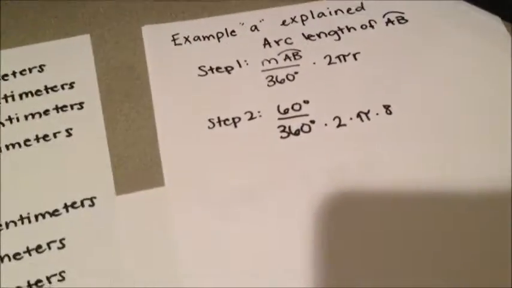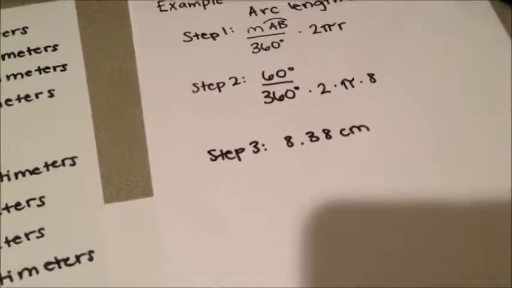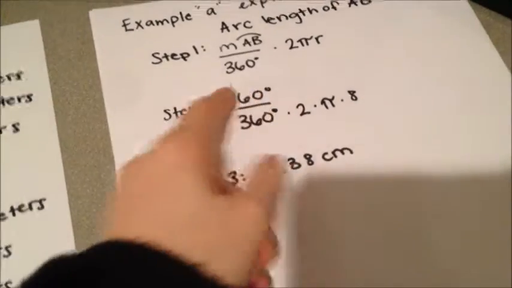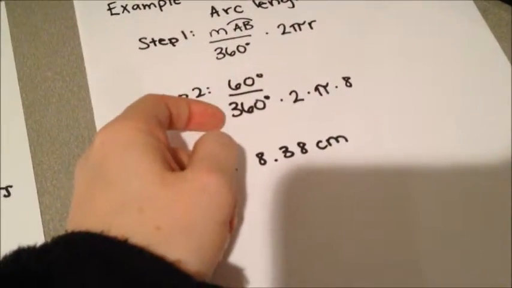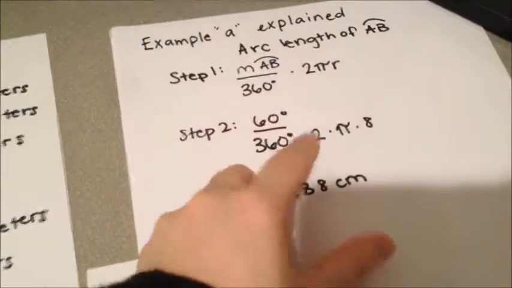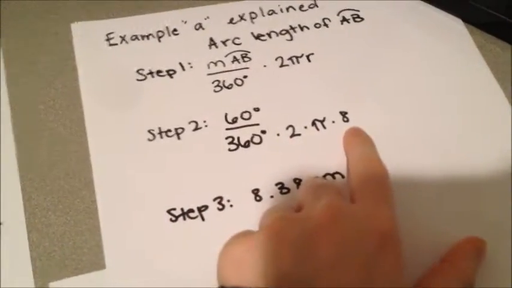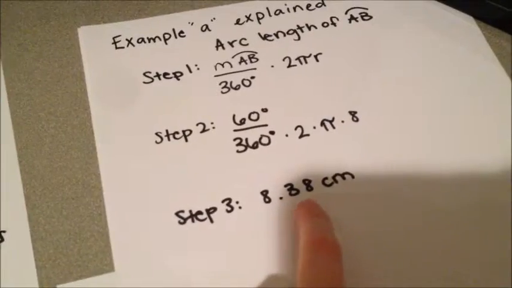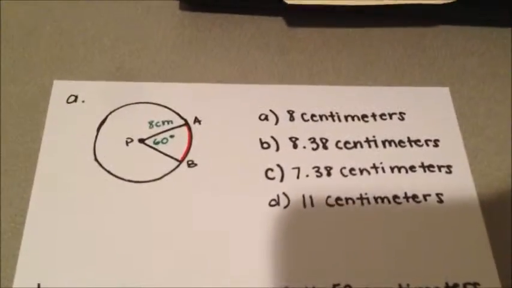For your last step, you're just going to put it all into your calculator and solve. So you would plug in 60 degrees divided by 360 degrees times 2 times pi times your radius 8. And you should get 8.38 centimeters. And that is how you solve A.